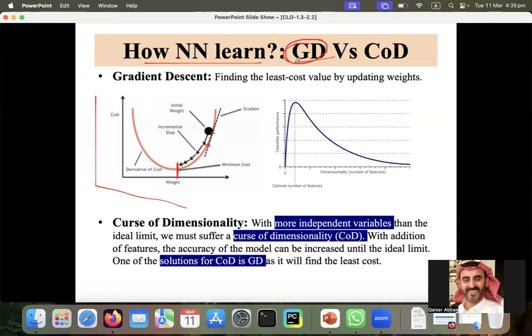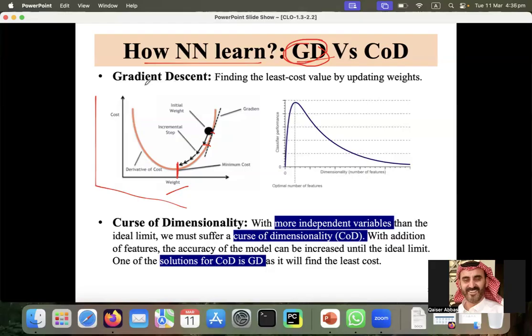Similarly, the gradient descent algorithm will give you a local minimum or local maximum. I said local maximum if you are using some other algorithm, but for this case, it will give you a local minimum. I will discuss it later on. But here, the difference is how the neural network will learn.